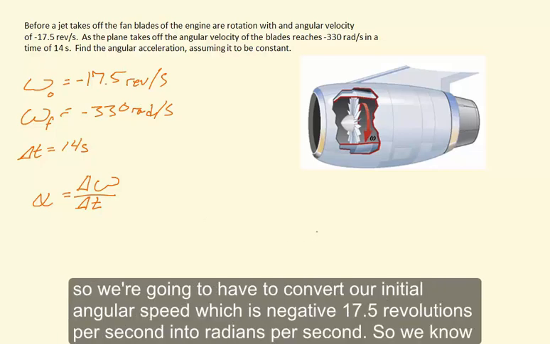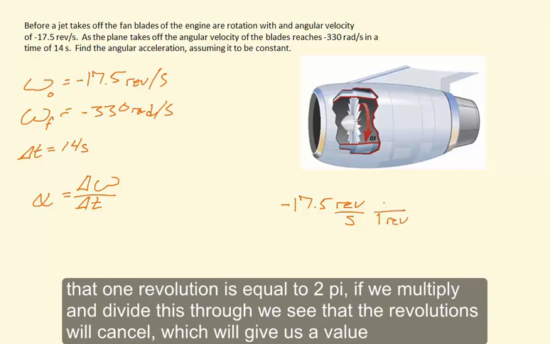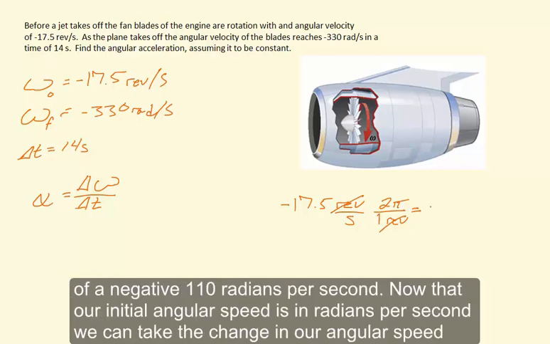So we're going to have to convert our initial angular speed, which is a negative 17.5 revolutions per second, into radians per second. So we know that 1 revolution is equal to 2 pi. If we multiply and divide this through, we see that the revolutions will cancel, which will give us a value of a negative 110 radians per second.